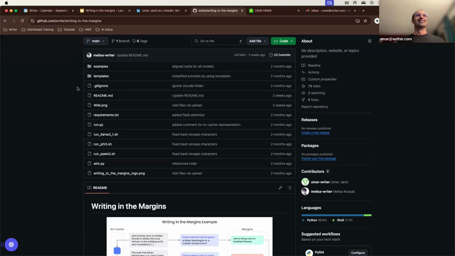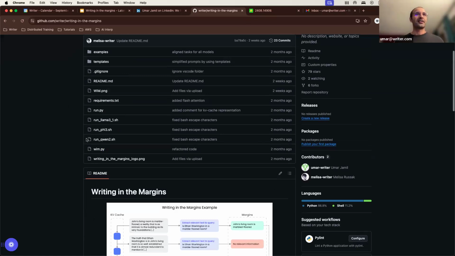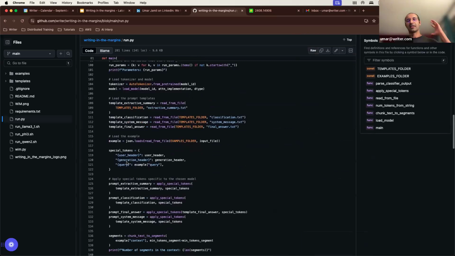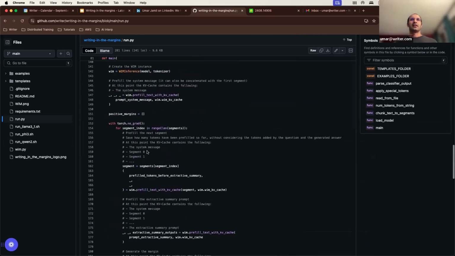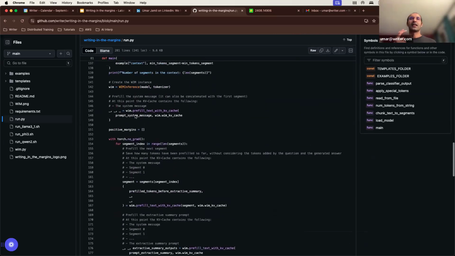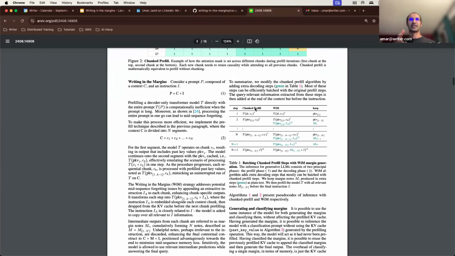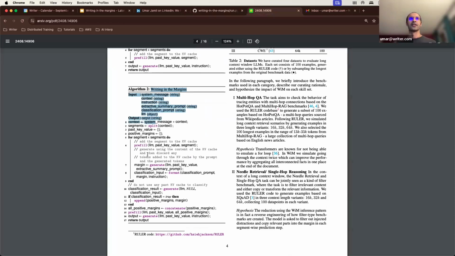Okay. So if you go here, you can see what we do. Basically, it's simple, it works with any language model. Here we provide a demo with the Llama, Phi, and Qwen. This code that is present here in the GitHub repository matches exactly the code that we present in the paper, which is the pseudo code that you can see here.